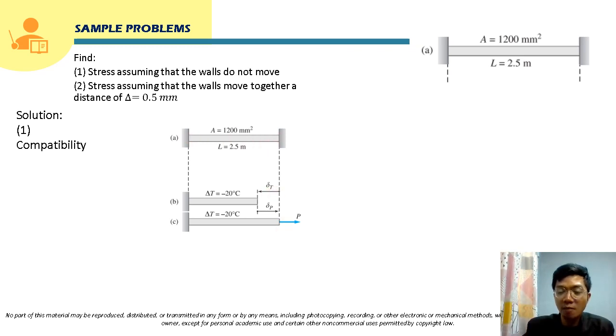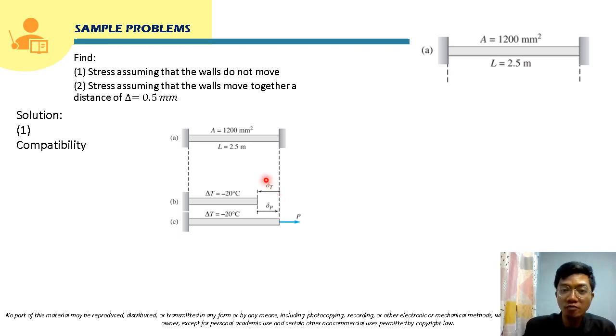If the temperature change causes the member to contract, then the direction of this reaction force should be to elongate, to oppose this contraction caused by the change in temperature. So the deformation caused by this reaction force P, provided by this support, will be elongation. We call the deformation due to this reaction force P delta P. Take note, class, that the walls do not move, so the total deformation will be 0.